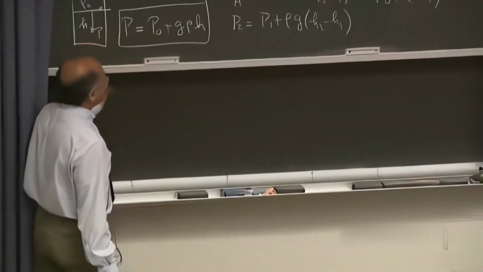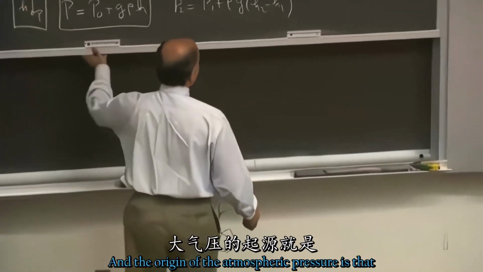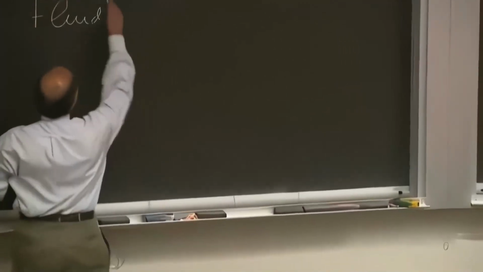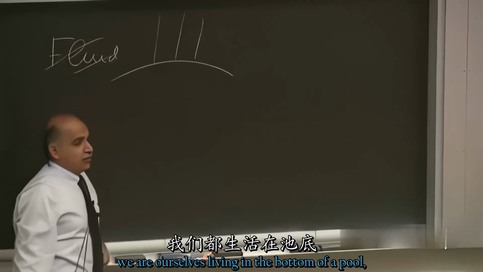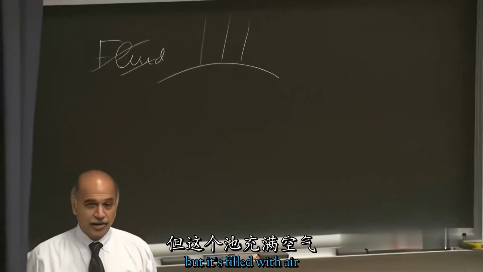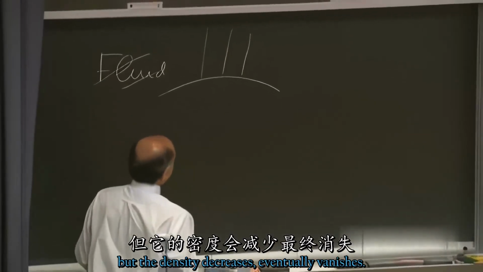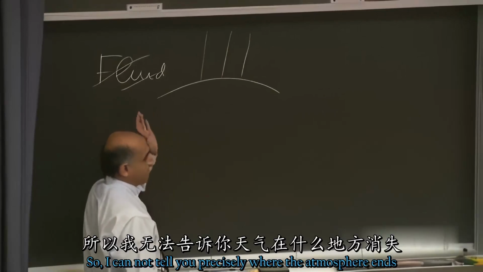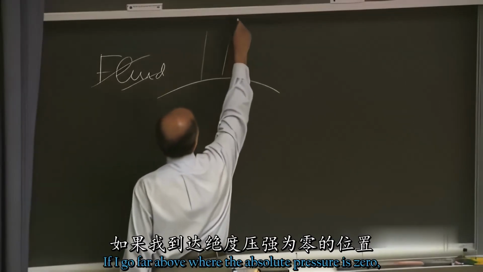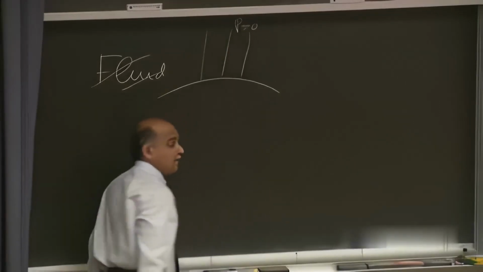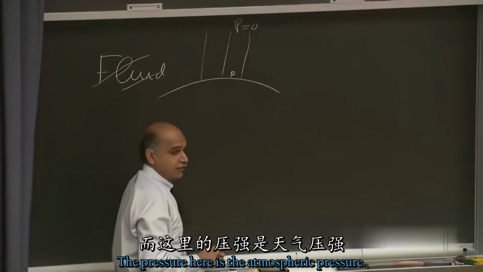Okay. Now, how about the atmospheric pressure? What's the origin of that? The origin of the atmospheric pressure is that we ourselves are living at the bottom of a pool, but it's filled with air. The air above our heads goes on for maybe 100 miles, but the density decreases and eventually vanishes. So I cannot tell you precisely where the atmosphere ends, but I can say the following. If I go far above, where the absolute pressure is 0, in free space there is just vacuum. The pressure here is the atmospheric pressure.